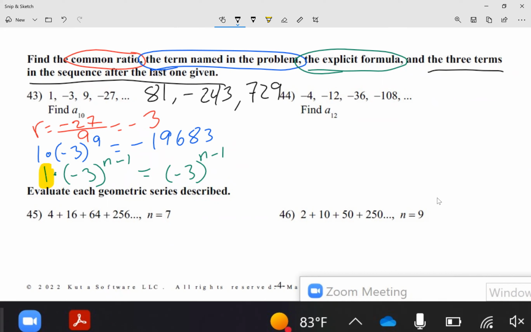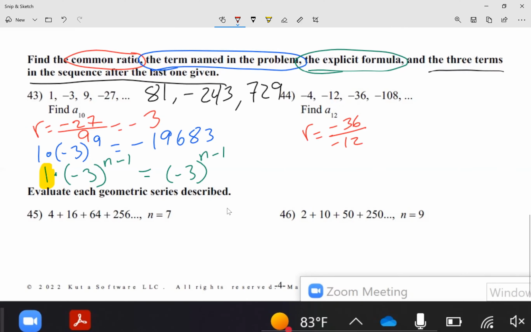All right, let's practice again. Let's take a look at number 44. Let's find the common ratio. I'm going to just say negative 36 divided by negative 12, a number divided by the previous number. In this case, it just happens to be positive 3.